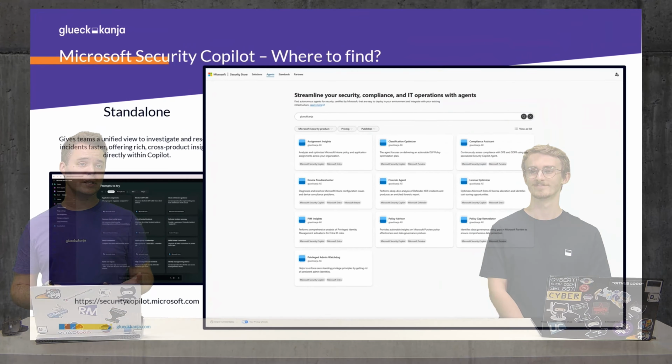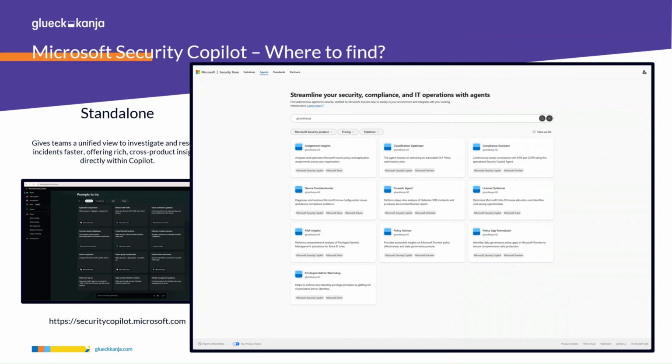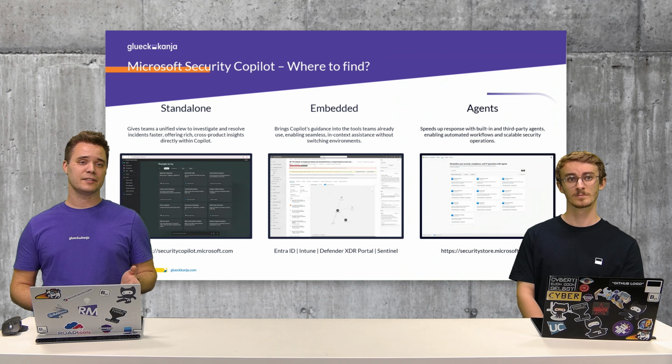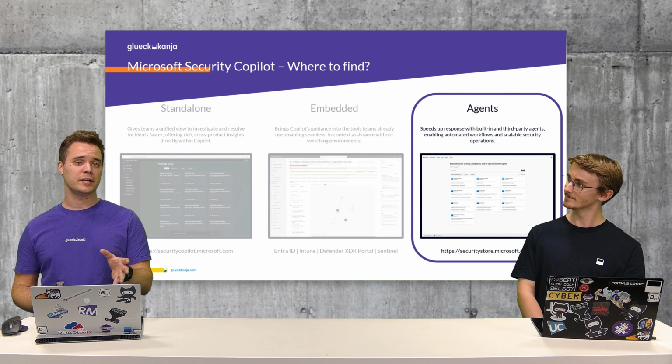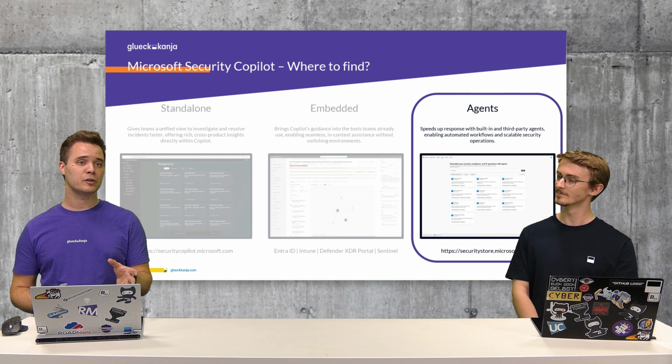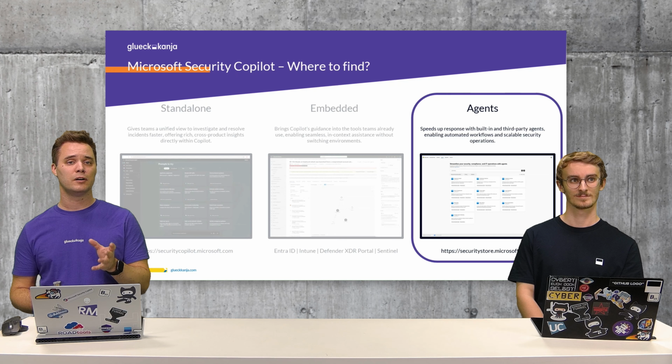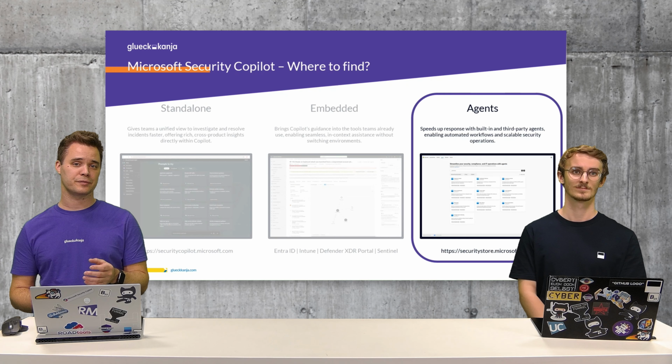And last but not least, if you use agents, this is the third part where you are able to use Security Copilot. But regarding the agents, we will see a lot more of these things later. As I said, we have these three areas where we can find Security Copilot: Standalone, Embedded, and Agents. And in this webcast, we will focus on agents.